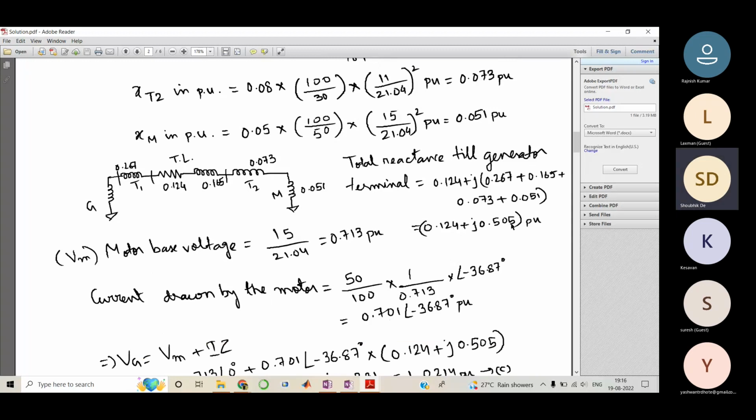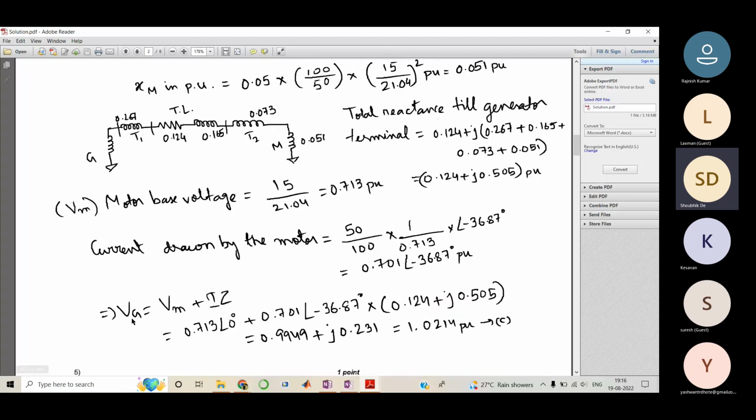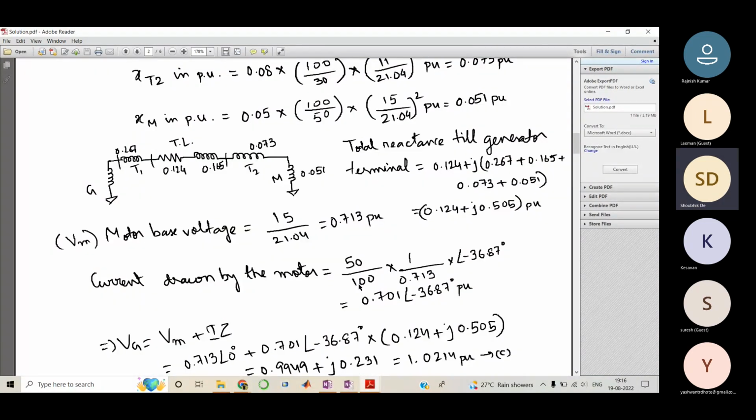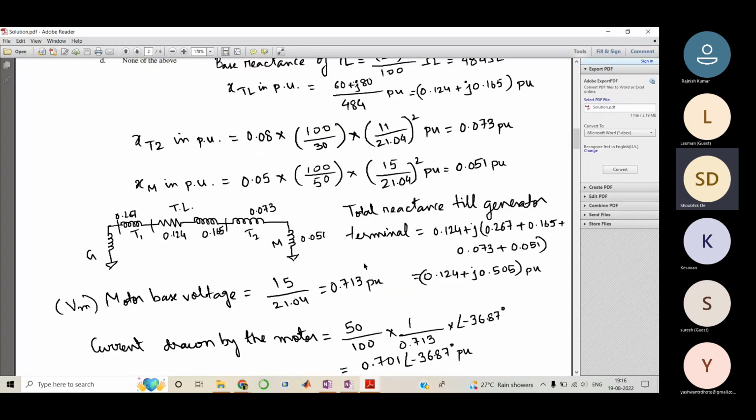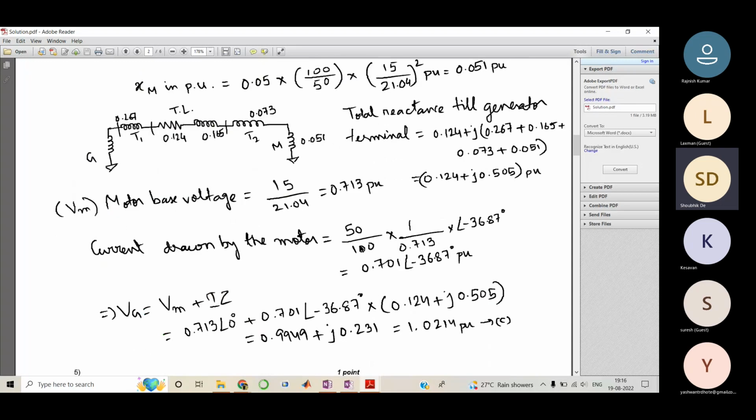Now, just carefully observe this. We have to calculate the current drawn by the motor, because the formula for calculating the terminal voltage of the generator is the voltage at the motor terminal plus I into Z, right? So this I we have to calculate. This will be 50, the MVA rating of this motor, and your 100 is the base MVA rating. So we get this MVA in per unit, basically 50 by 100, divided by this voltage rating, 0.713, into the power factor.